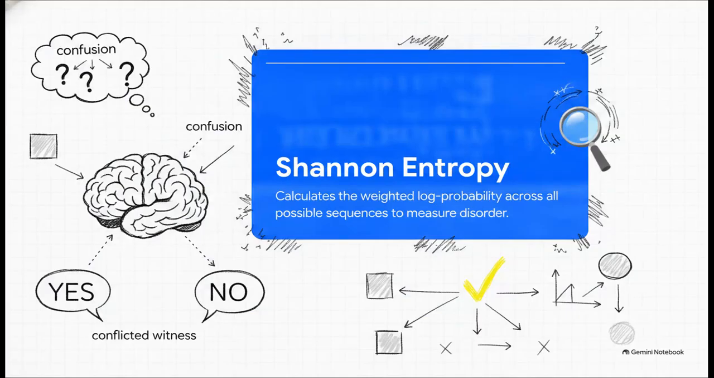So how do we track this? Well, we mathematically measure this confusion using something called Shannon entropy. It's basically an uncertainty equation calculating the weighted log probability across all possible generated sequences to measure the disorder of a model's prediction. Put simply, entropy spikes really high when the AI acts like a conflicted witness on the stand, splitting its story evenly across multiple different answers instead of just committing to one single outcome.